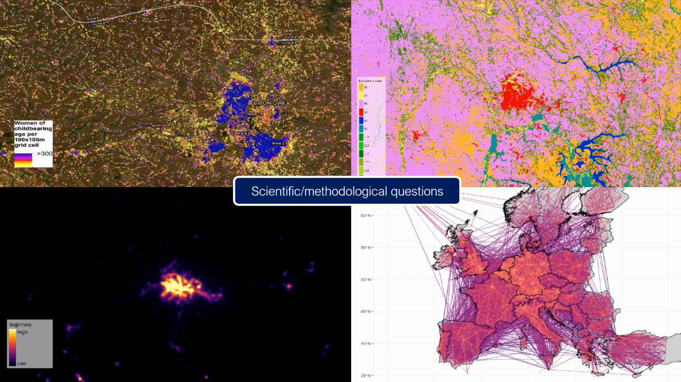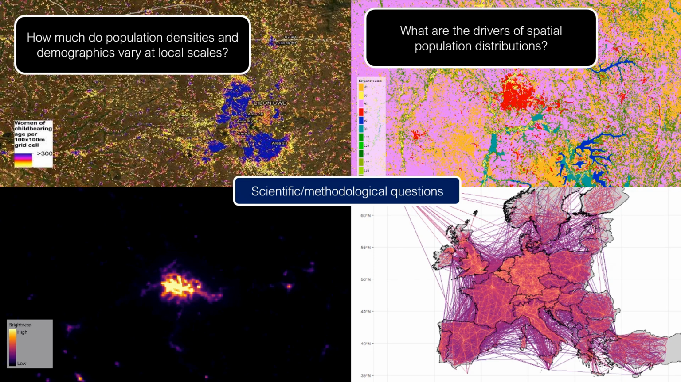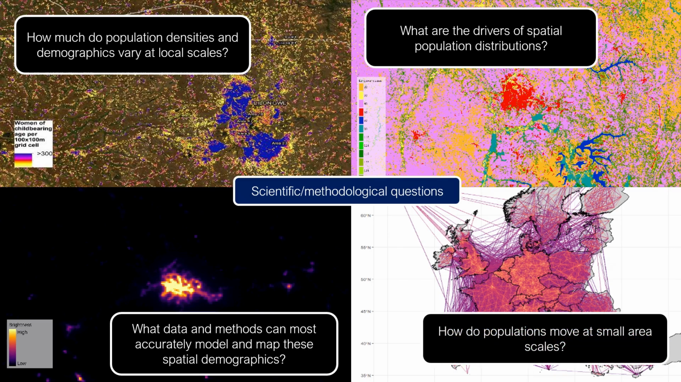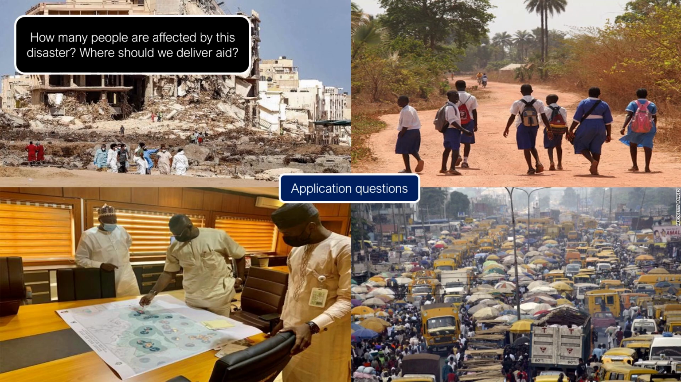So how much do population densities and demographics actually vary at local scales? What are the drivers of population distributions? Why do we see higher population densities in some areas than others? What data and methods can most accurately model and map these spatial demographics? And how do they change at small area scales? How do populations move?